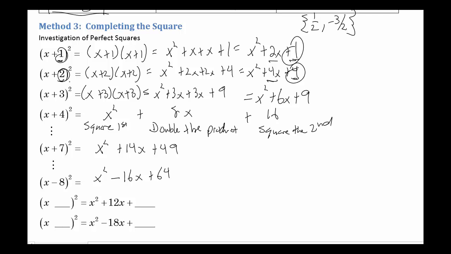Now anything that's of this form, anytime that we can apply that process, we call that a perfect square trinomial.